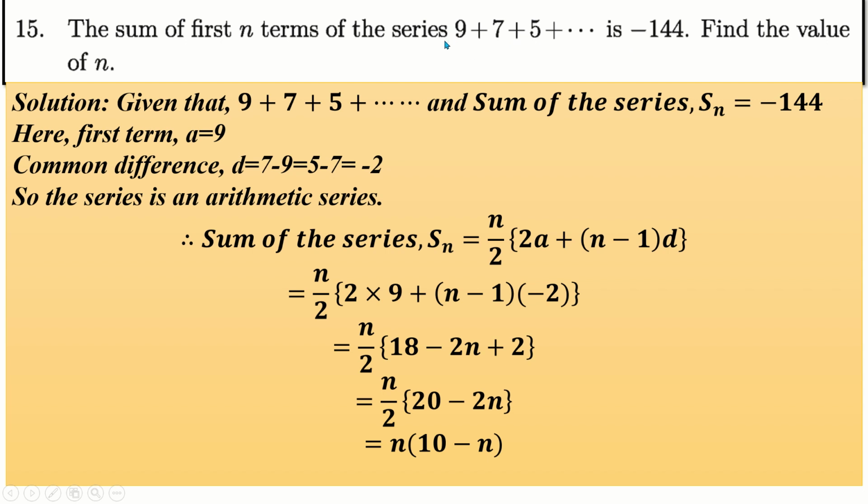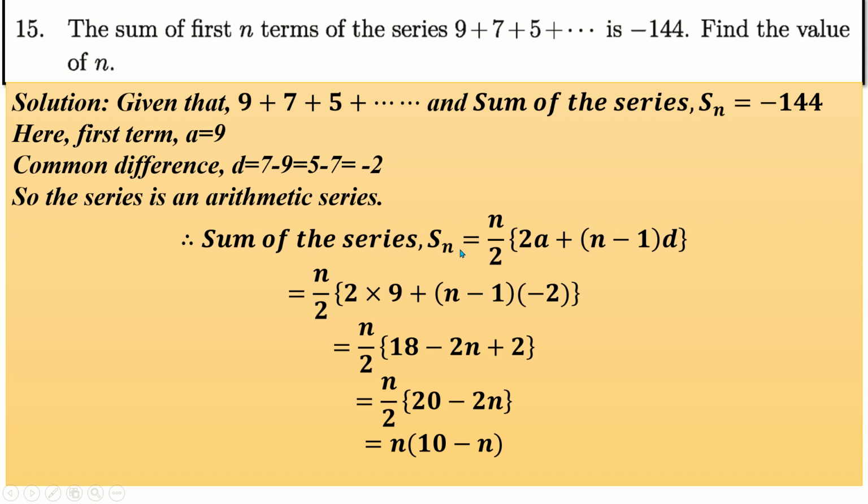First term a equal to 9. Common difference 7 minus 9, 5 minus 7, this equal to minus 2. And sum of first n terms, that means Sn, this equal to minus 144. But we know sum of first n terms, this equal to n divided by 2, 2a plus n minus 1 into d for arithmetic series. As common difference is same, so the series is arithmetic. So we can write Sn this equal to this.